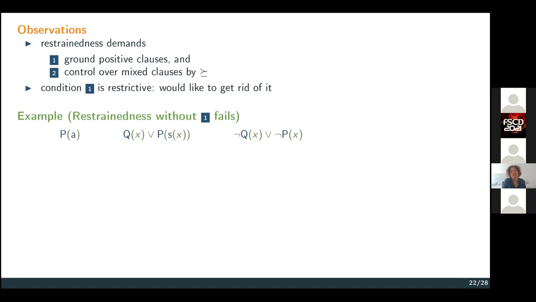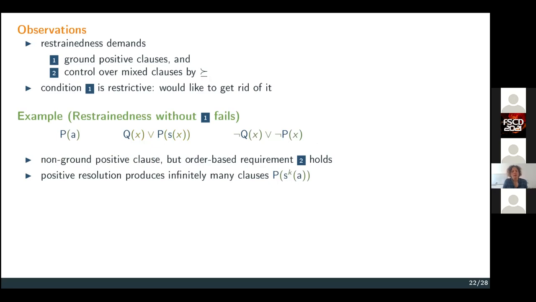Now, one notices that if we just drop this requirement one, then restraintness doesn't work anymore as a decidability criterion. So if you consider these three clauses, then we have a positive clause that's not ground. So the clause set is not restrained, but the condition that mixed clauses are controlled by an ordering is trivially satisfied because there are no mixed clauses. However, positive resolution strategies do not terminate, and also SGGS may not terminate depending on the selection.